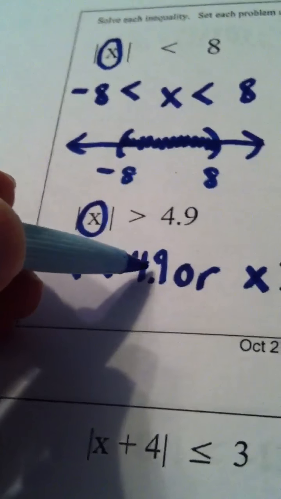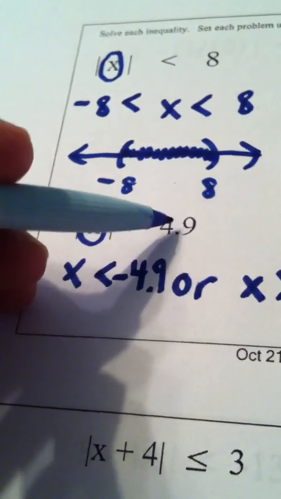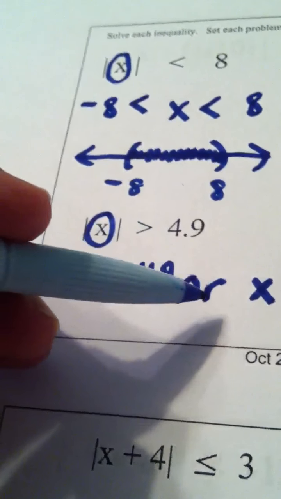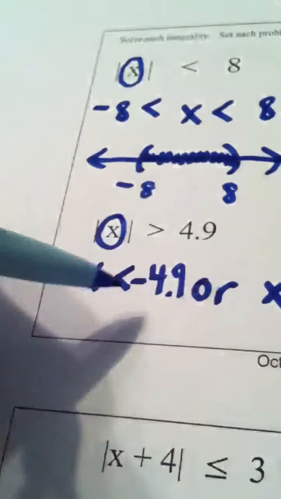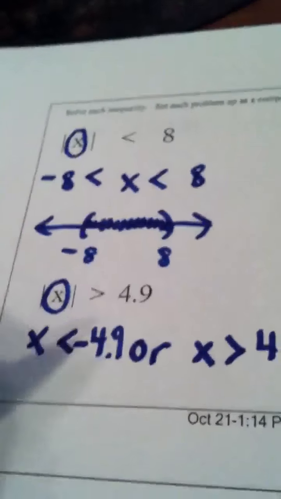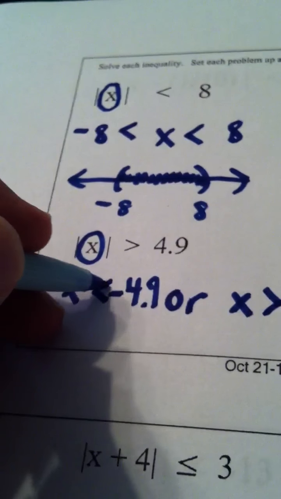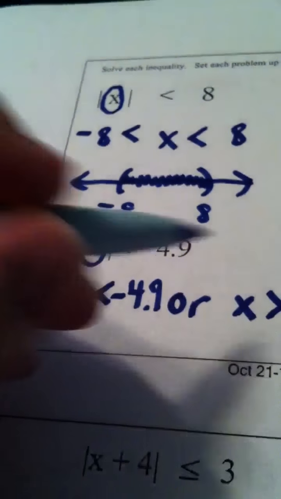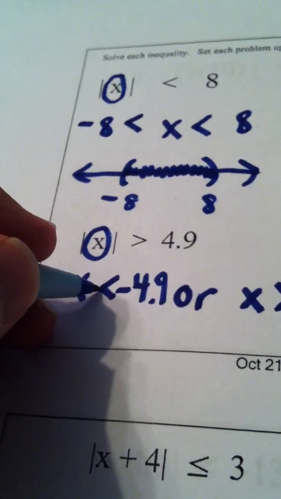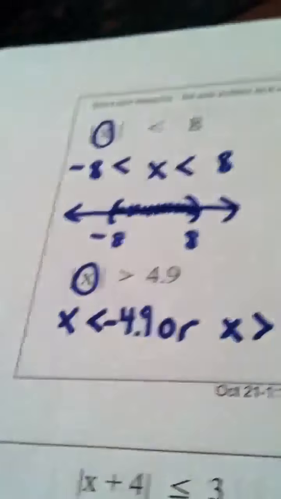So we still use the negative number and positive number starting with this, but the difference is we put OR in the middle because it is an OR. It's this or this. And this symbol points to the left, this symbol points to the right. So in other words, you're going from tiny tip to tiny tip.